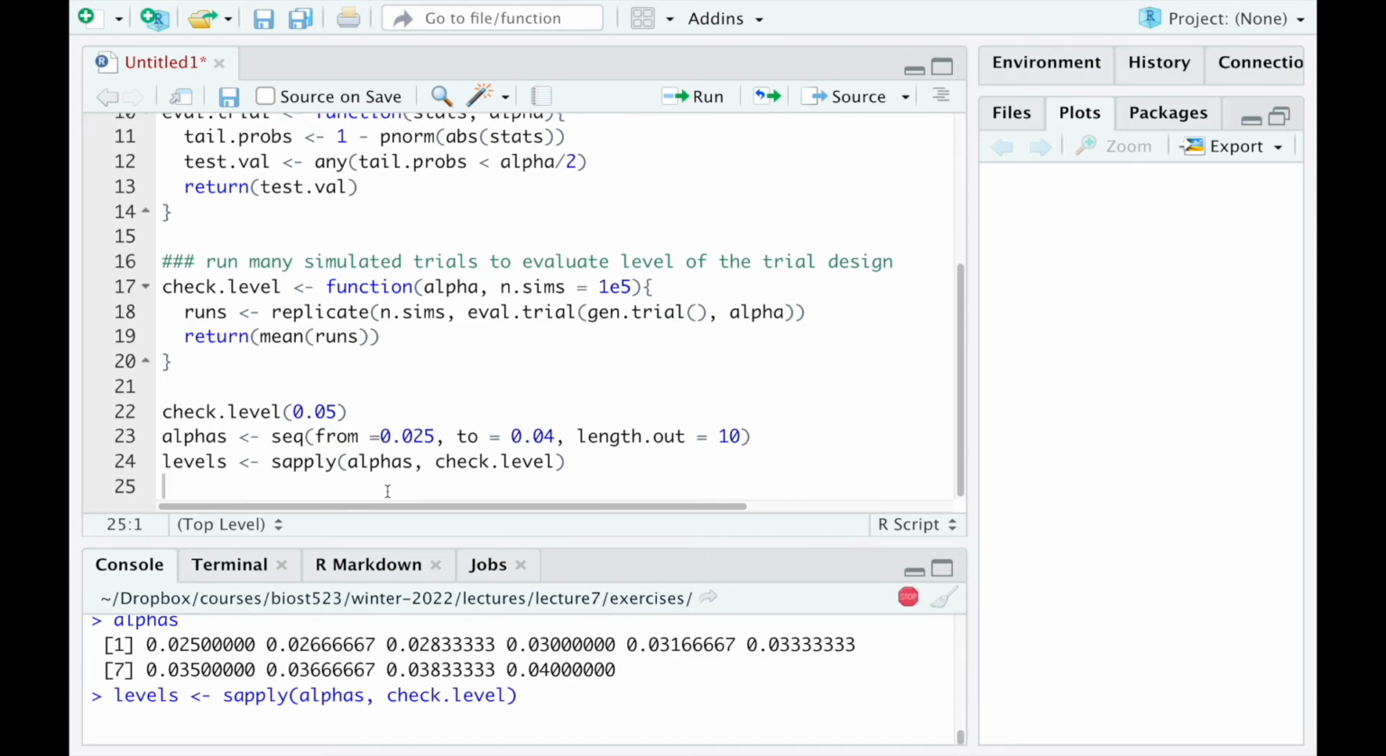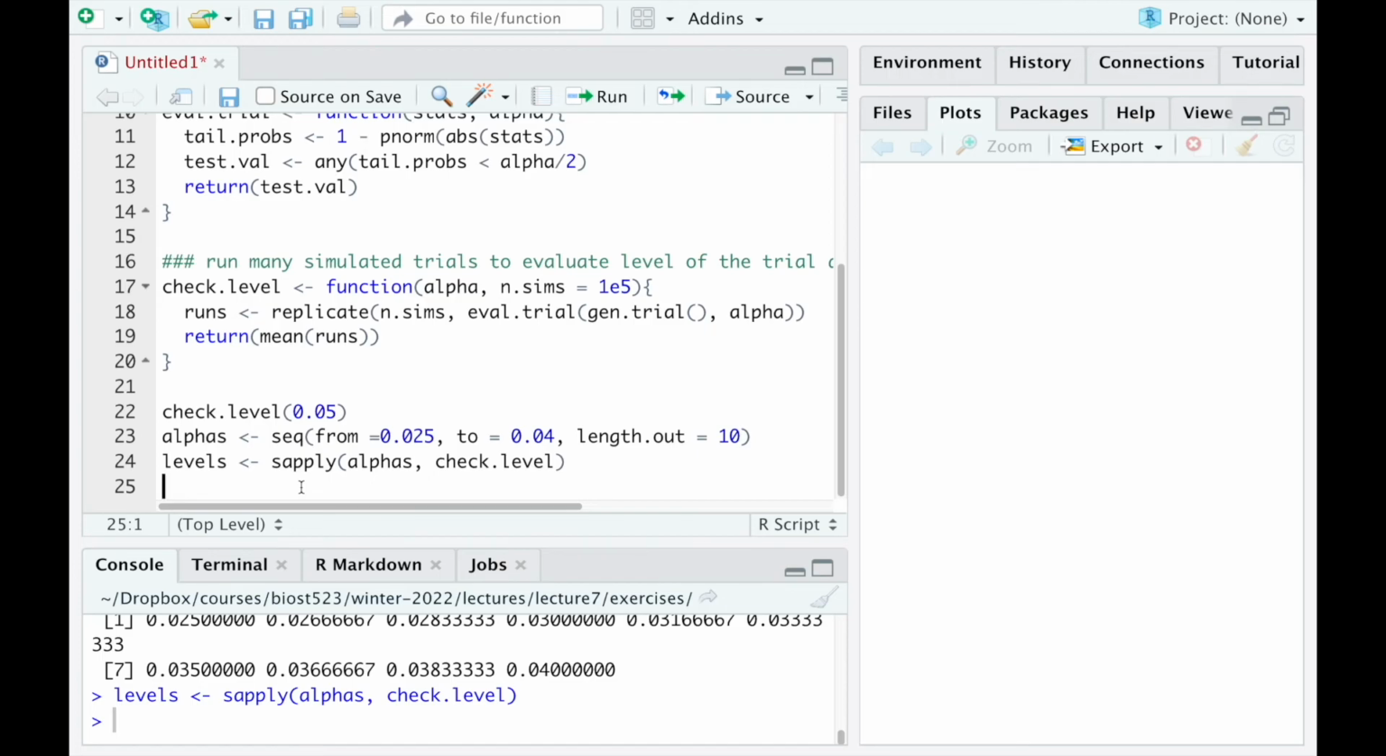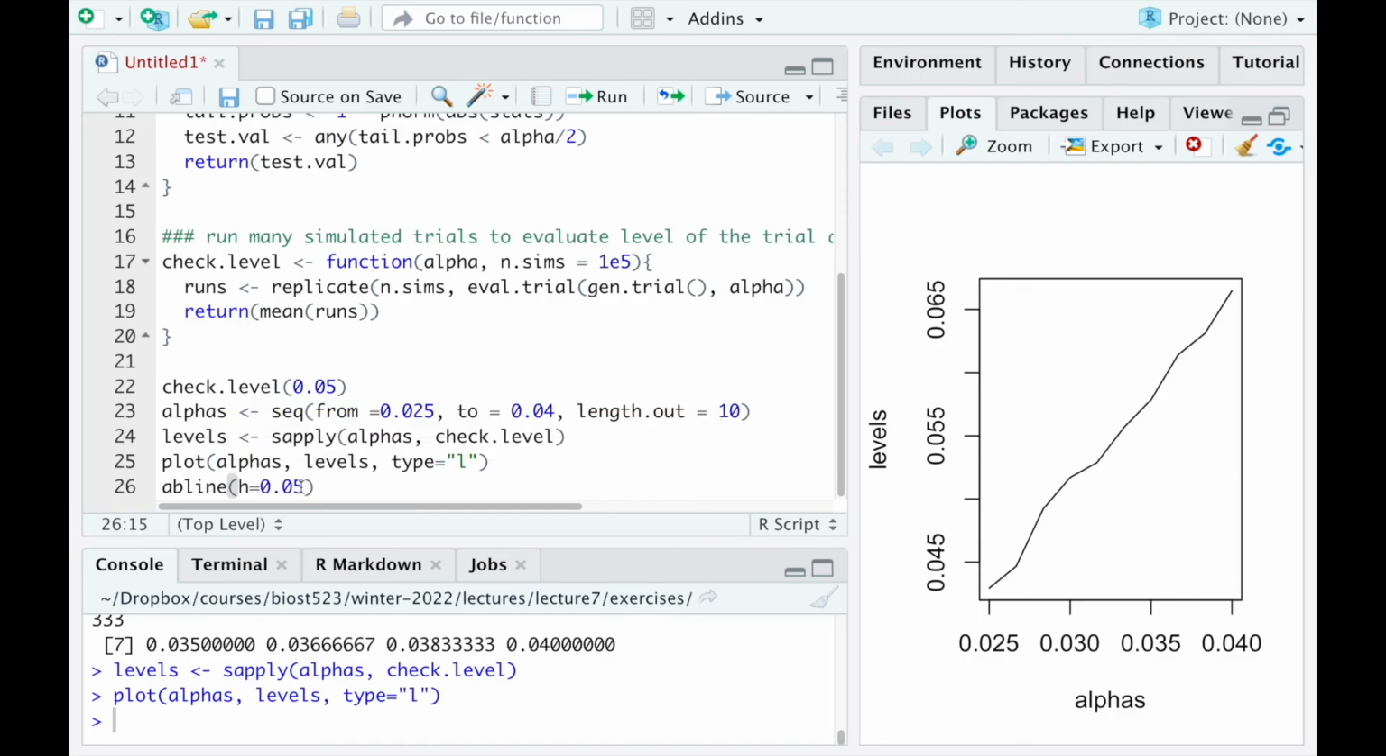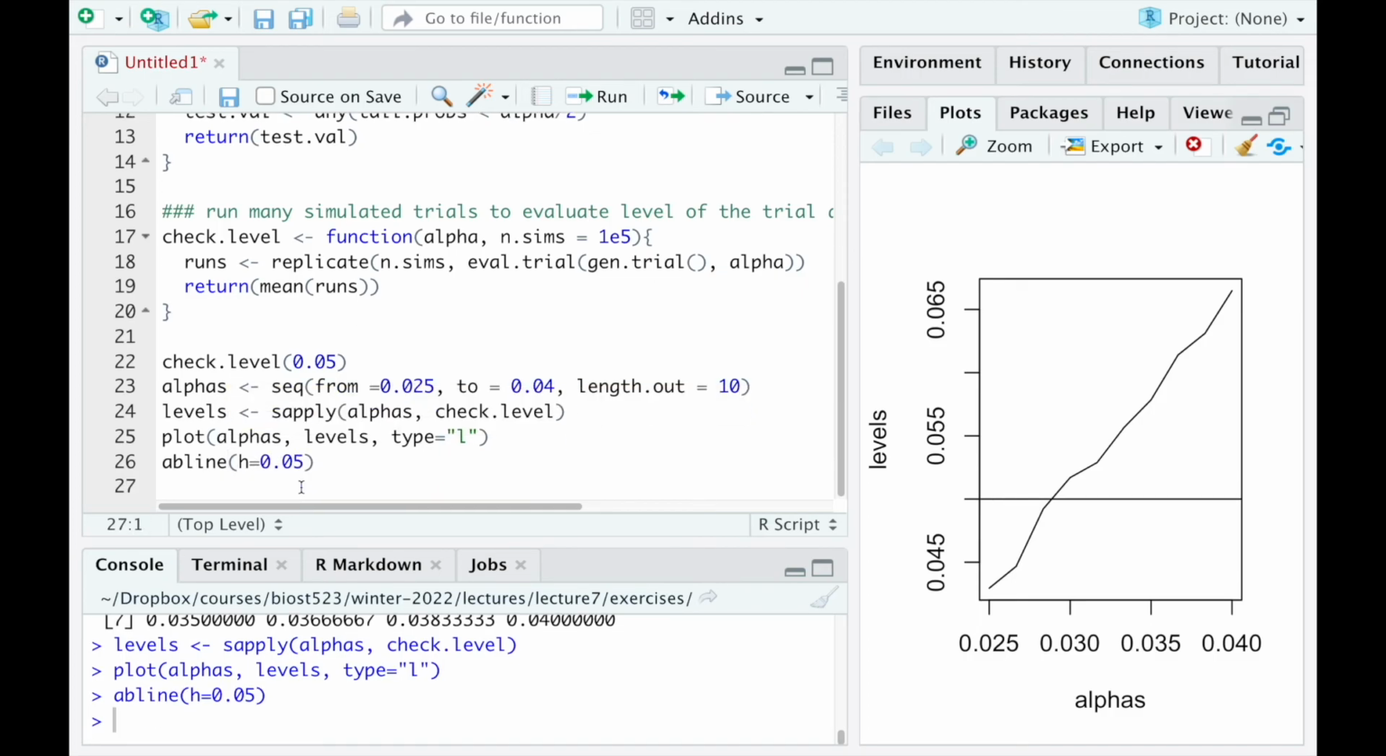This is going to take a little while, so I'm going to skip ahead. All right, now that that's done, we can evaluate the levels of the trials run with these different alpha values. We'll begin by evaluating this visually with a plot. So we're going to plot the alpha values on the x-axis, the corresponding levels on the y-axis, with lines connecting the points. And now we can add a horizontal line at a level of 0.05, and that helps us evaluate roughly what alpha we would like to attain that level. And here we see that the alpha we might use is slightly less than 0.03.